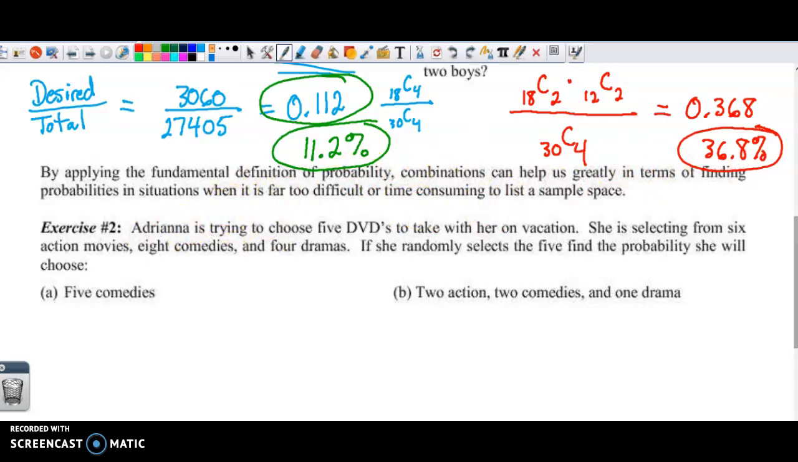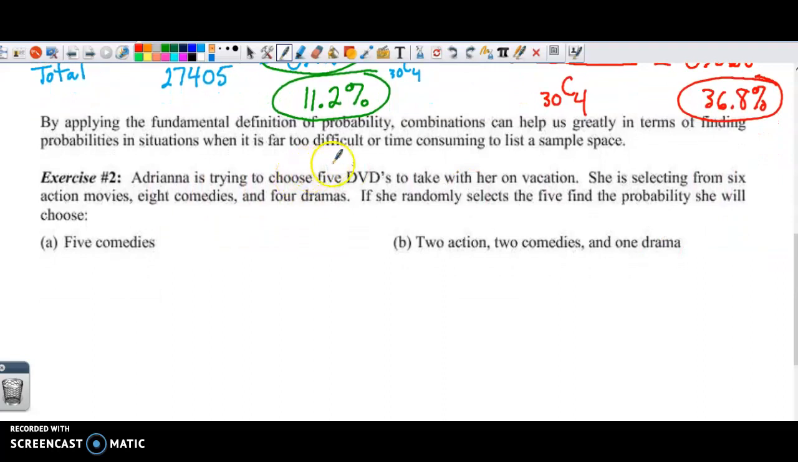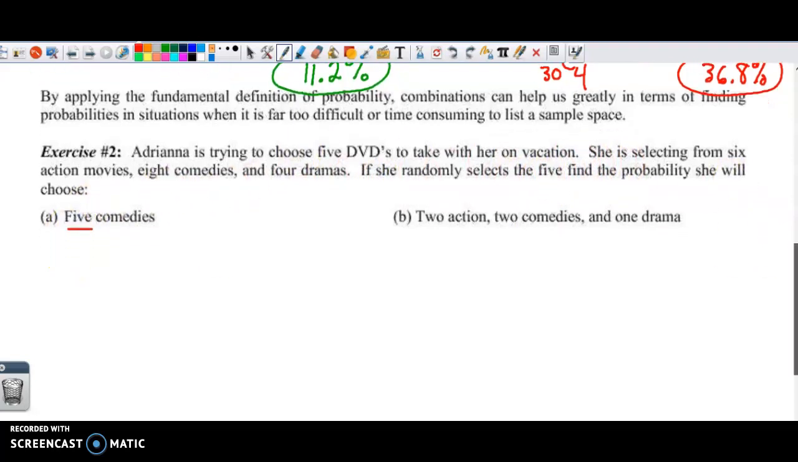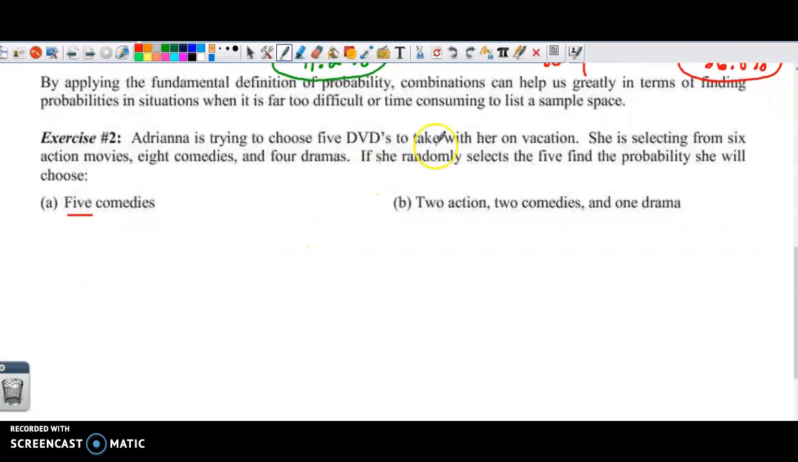Okay, so in exercise 2, we have Adriana is trying to choose 5 DVDs to take home. To take with her on vacation. She's selecting from 6 action movies, 8 comedies, 4 dramas, and she wants to select 5. Find the probability she will choose 5 comedies. So if you look at, she has 5 movies to choose from, and she has 8 comedies. Again, it doesn't matter how she chooses those 5 comedies, but she has 8 of them to choose from.